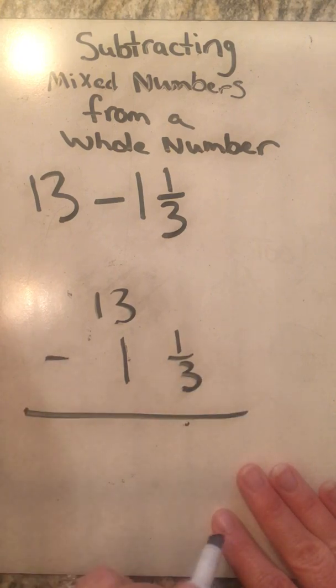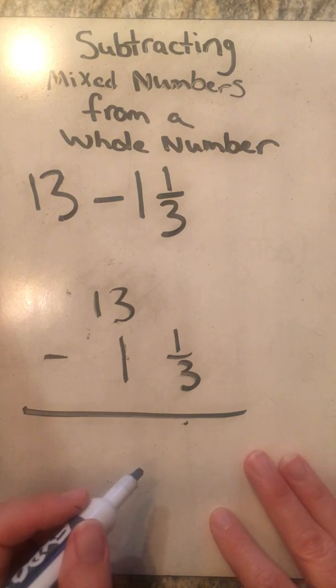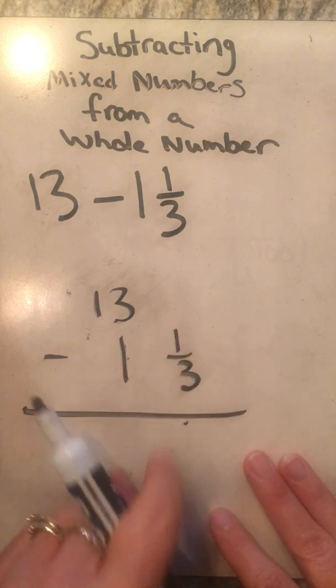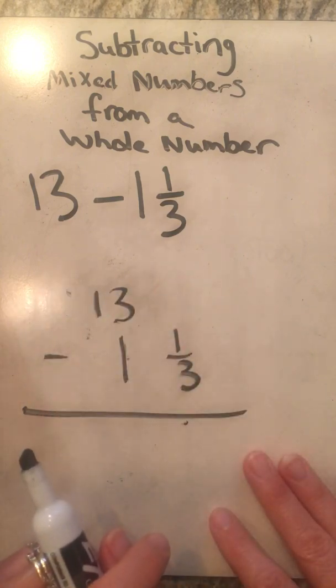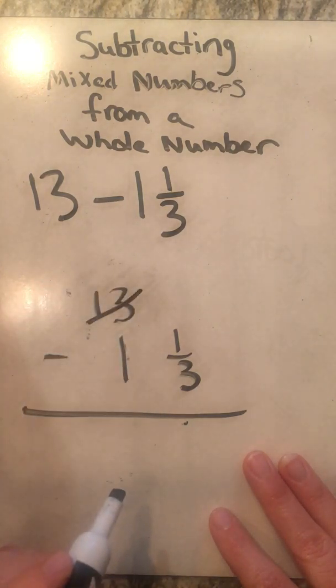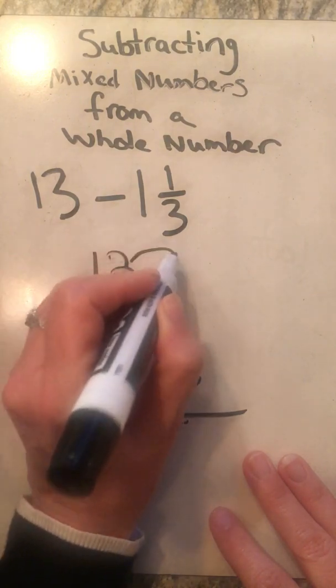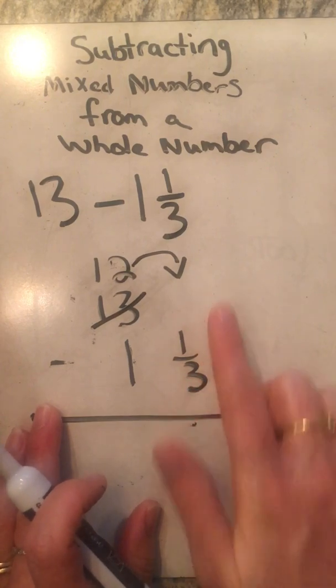Now, if I was following the same steps as before, I would subtract my fractions first. Well, I have just 1/3. I have nothing up here. I can't subtract 1/3 from nothing. So I have to shift a whole. I'm going to shift a whole from the 13, take a whole from 13. That's going to become a 12. I'm going to give that whole to my blank spot, or my 0.